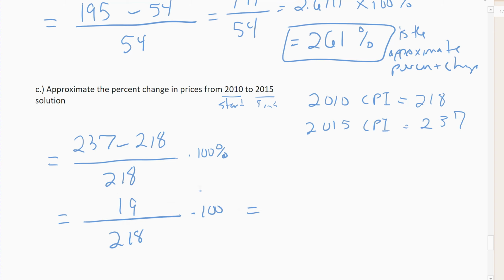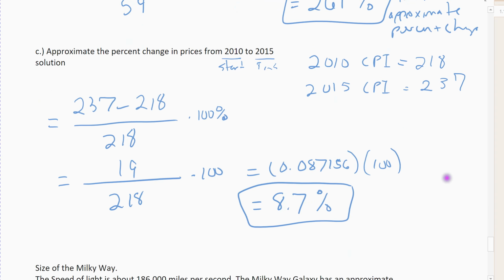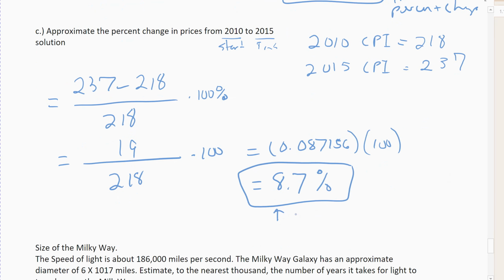So 19 divided by our 218 comes out to the decimal 0.0871556, and multiply that by 100 to get my percent, which comes out to 8.7%. So it's a much smaller increase, right? It should make sense. Five years shouldn't increase by as much as it did over 70 years. And so this is the percent change.